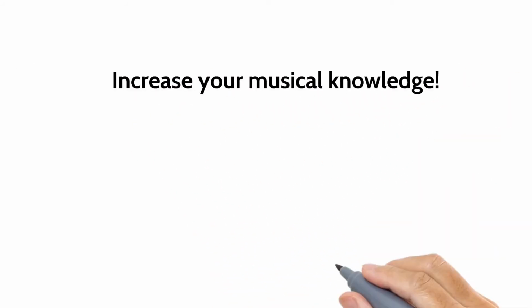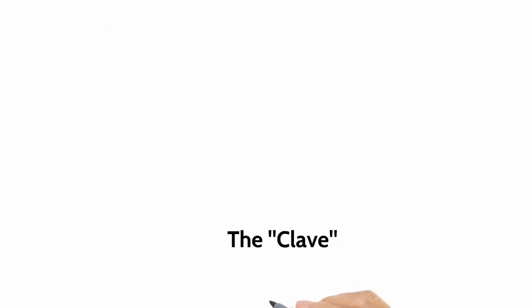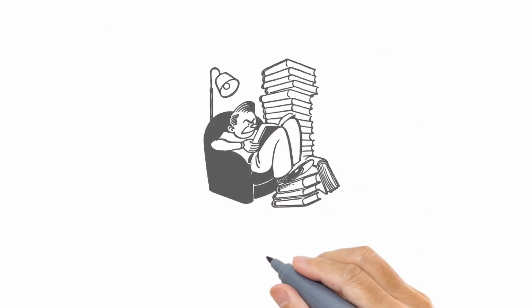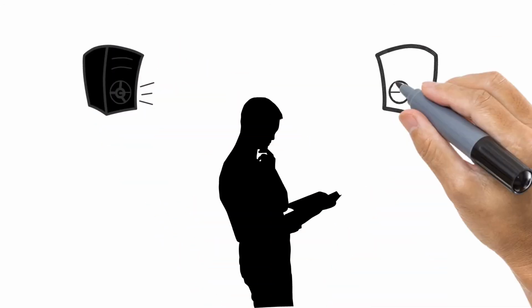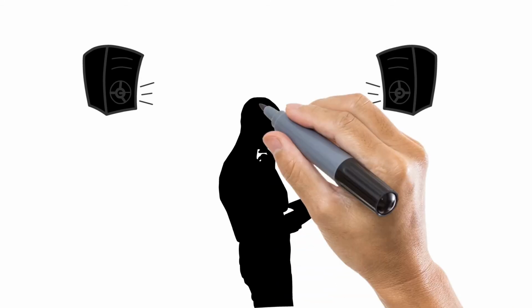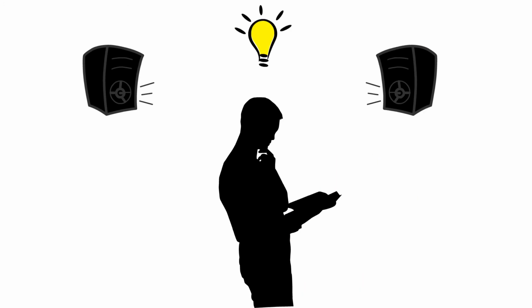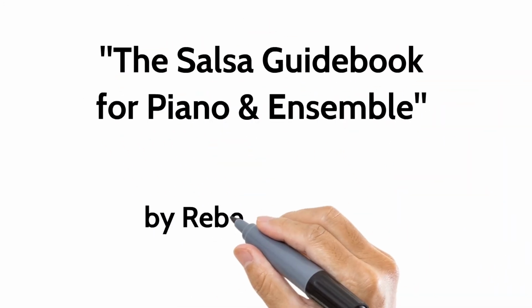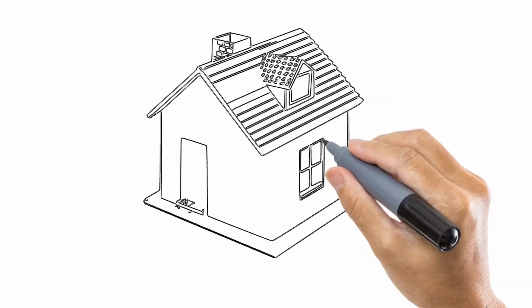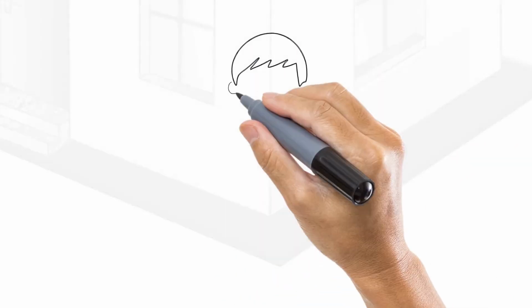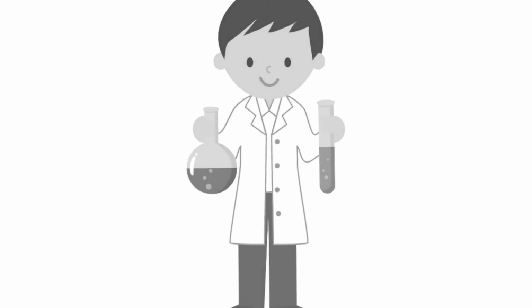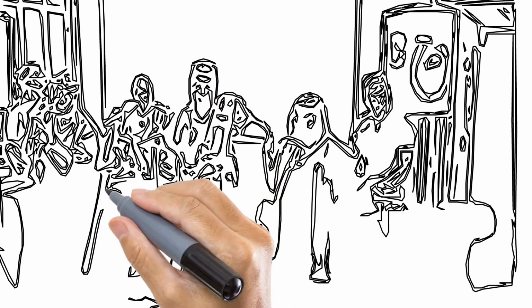Increase your musical knowledge. The subject of the clave can get very complicated if you really get into it. But the easiest way to truly understand this is to do your research and listen to salsa music often so that you can hear these rhythms in action. So if you really want a deeper understanding of the clave and its relationship to the music, I highly recommend the Salsa Guidebook for Piano and Ensemble by Rebeca Mauleón. This book is like the foundation of a house for anyone who wants to learn the science of salsa music. So please check out the link for this book in the video description below.